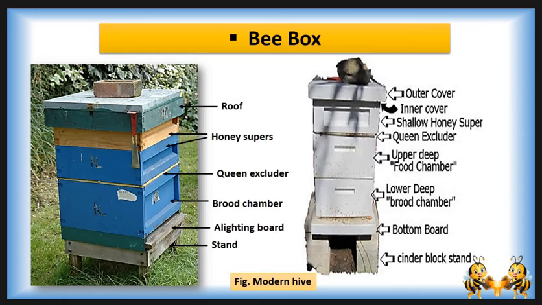The top of the stand has a platform. This is the bottom board. The bottom board is also called the floor board or alighting board. The bottom board is extended in front of the hive body. It provides a landing platform for bees. This is the structure of the Langstroth type of bee box.